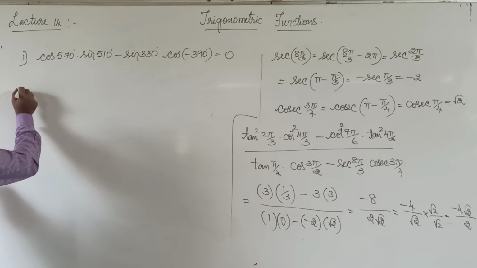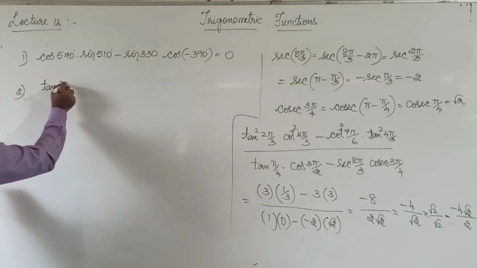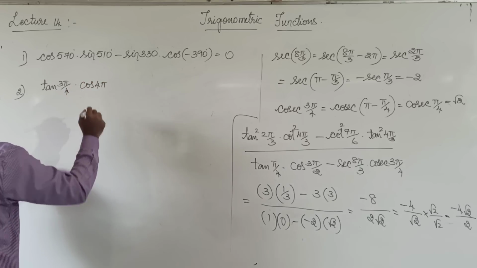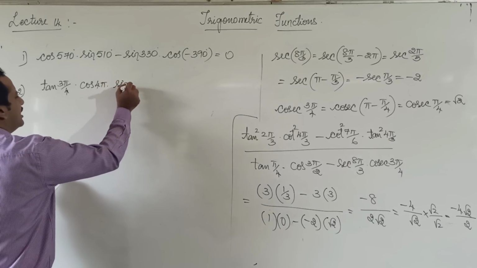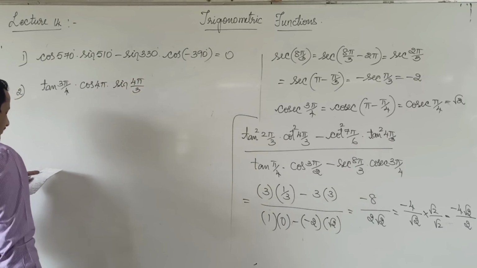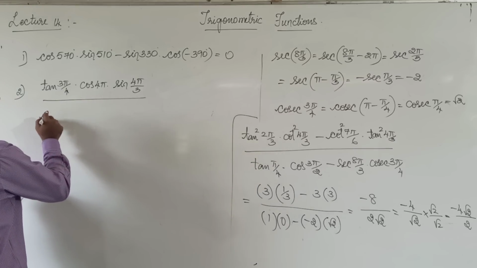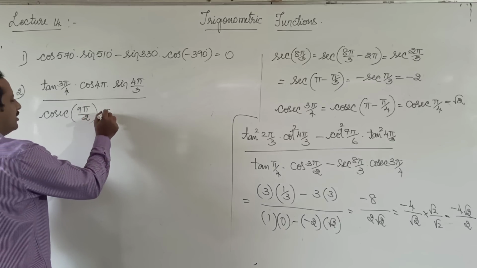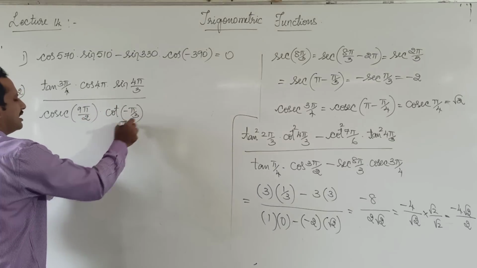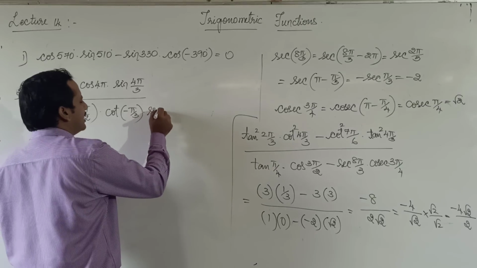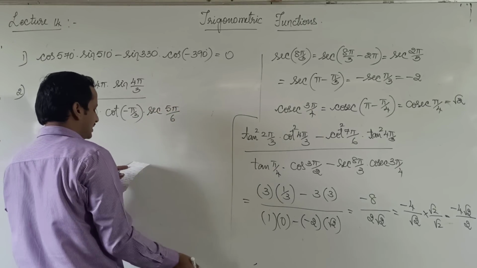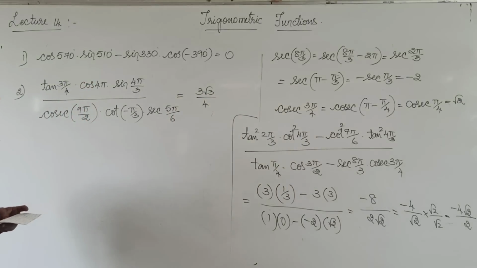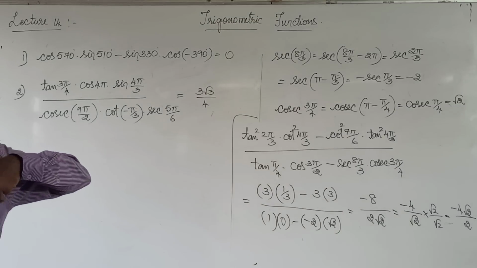Next question. Tan 3 pi by 4 into cos 4 pi into sin 4 pi by 3, divided by cosecant 9 pi by 2 into cot of minus pi by 3 into secant 5 pi by 6. This is equal to 3 root 3 divided by 4. Prove that it is equal to 3 root 3 by 4. Okay. Solve these two problems.